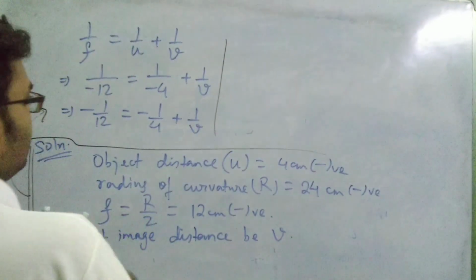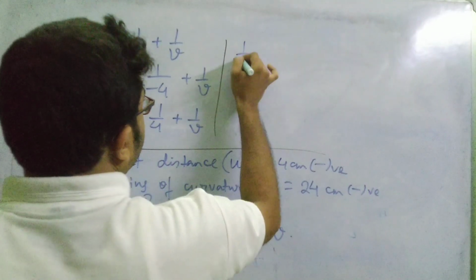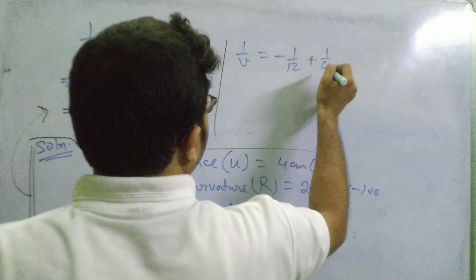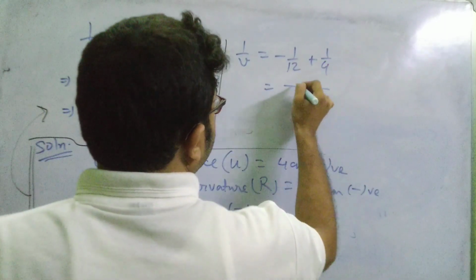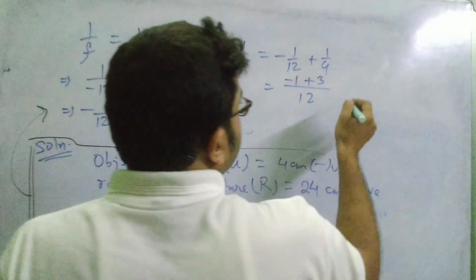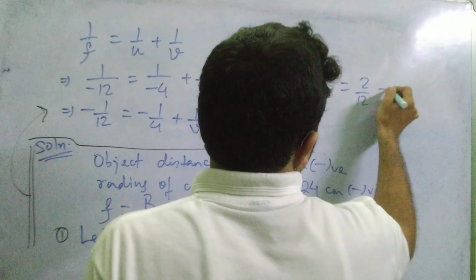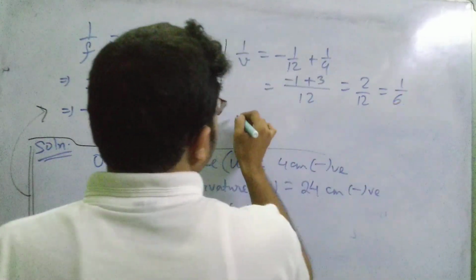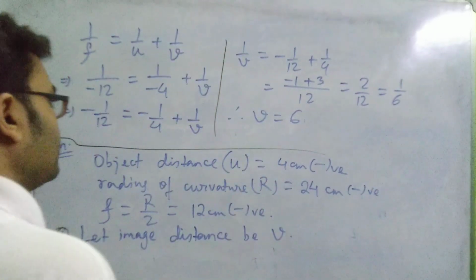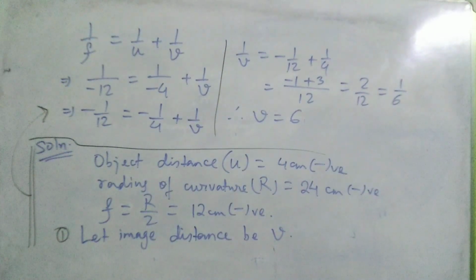1 by v is equal to minus 1 by 12 plus 1 by 4. Now the LCM turns out to be 12, minus 1 plus 3. So it's 2 by 12, which means 1 by 6. Therefore the v turns out to be 6 cm. Now it's positive. Hence the image distance is positive.